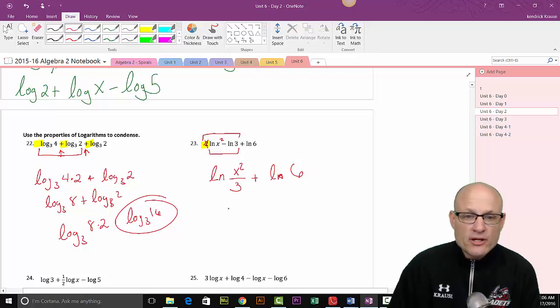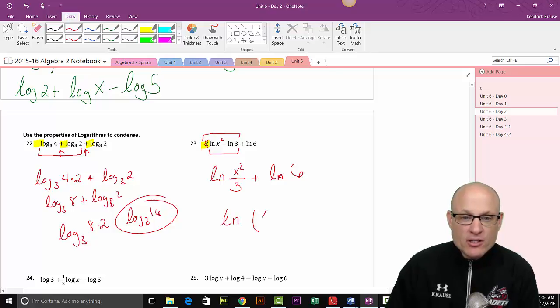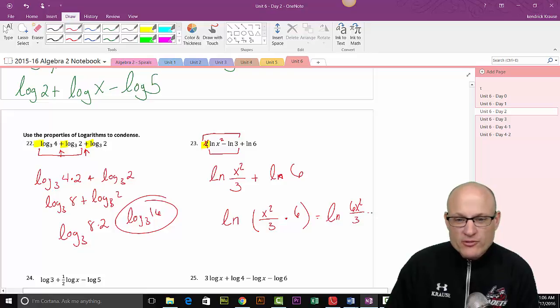Okay, so that's got to go back to multiplication. So this is equal to the natural log of, really what we have here is x squared over 3 times 6, which is really equal to the natural log of 6x squared over 3, which is really just the natural log of 2x squared.